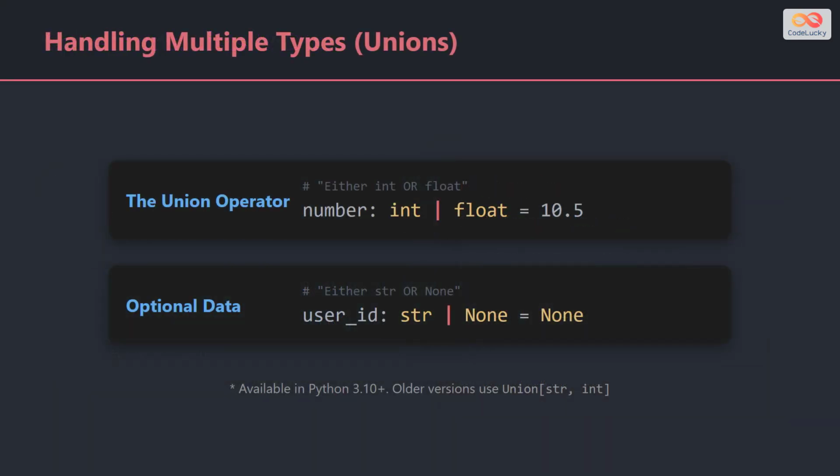Sometimes a variable can be more than one thing. You can use the pipe symbol to say or. For example, a value could be an integer or a float. This is also great for optional values that might be None.